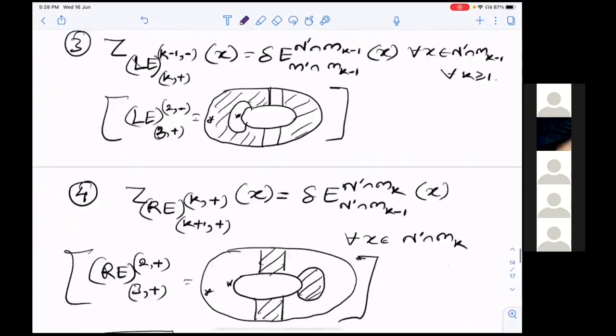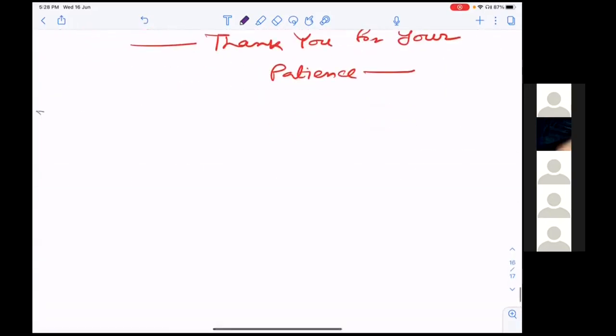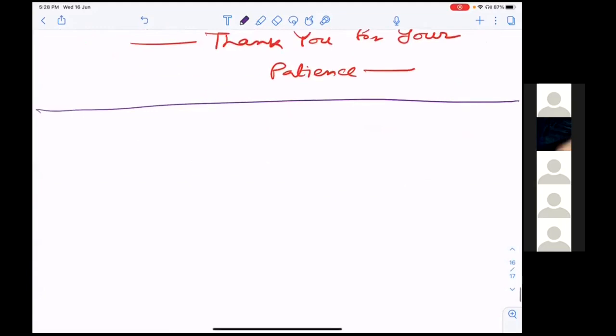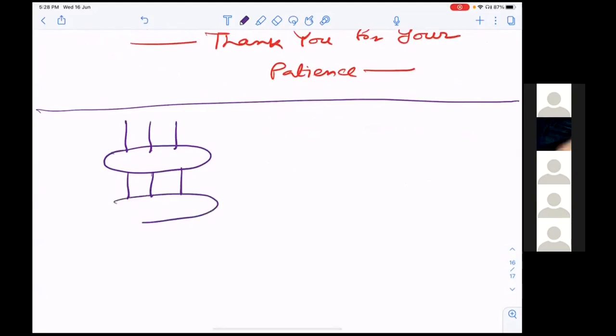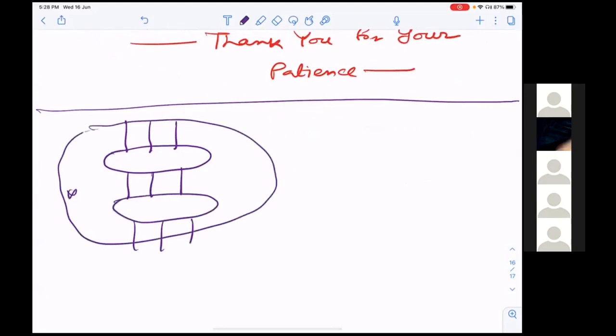Okay, I'll draw here something. So suppose we have this tangle. So this is the tangle.